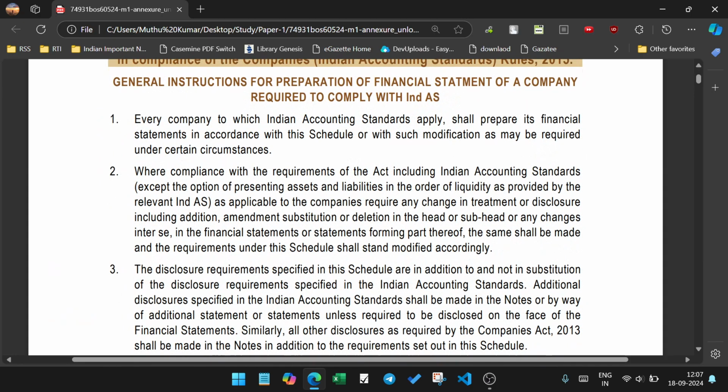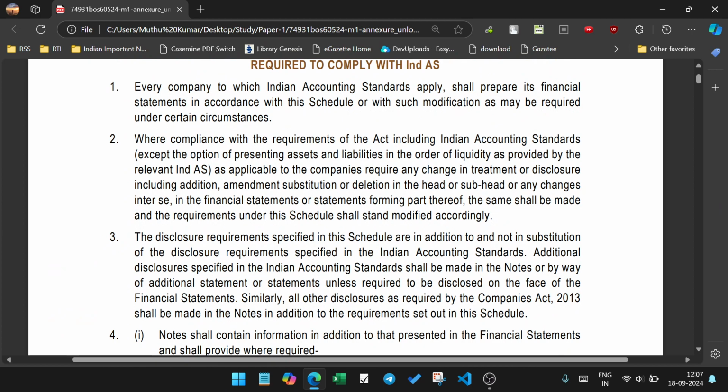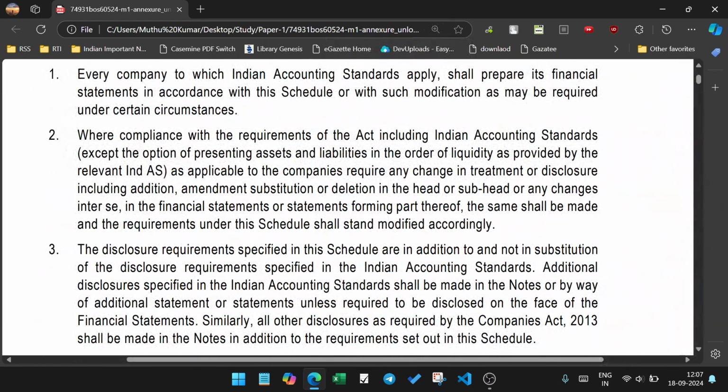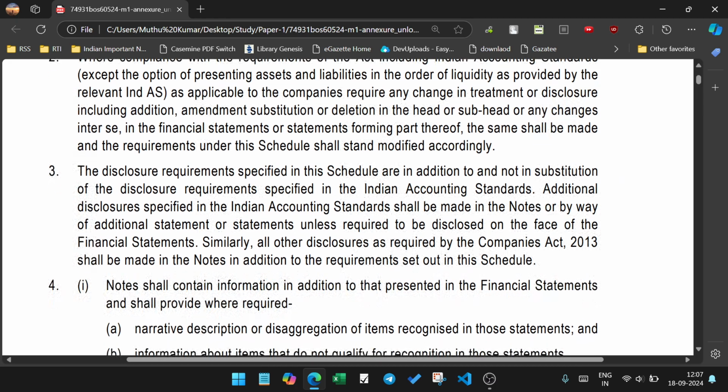Every company to which Indian Accounting Standards apply shall prepare its financial statements in accordance with the schedule, with modifications as required under certain circumstances. The company is required to comply with the Indian Accounting Standards, except the option of presenting assets and liabilities in order of liquidity, as provided for the relevant entities.